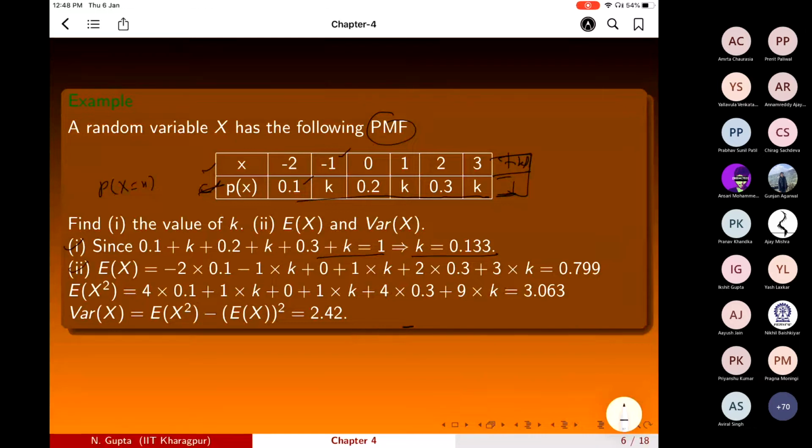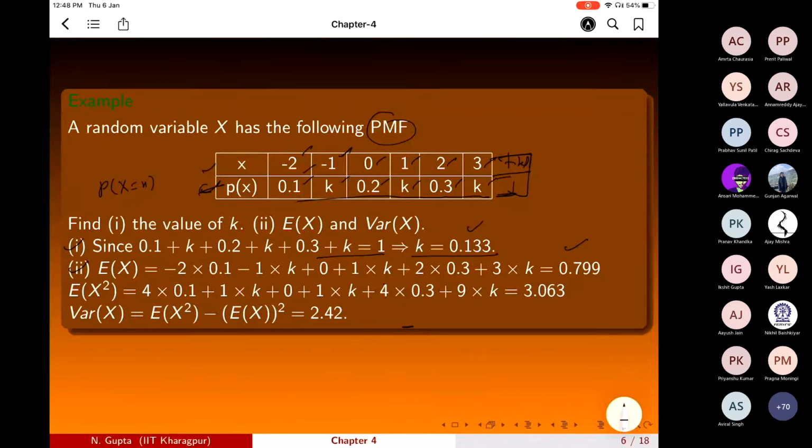Mean is nothing but the sum of x into p(x). So that is -2 into 0.1 plus -1 into k, 0 into 0.2, 1 into k, 2 into 0.3, 3 into k. So that will be 0.799 because the k value is given.